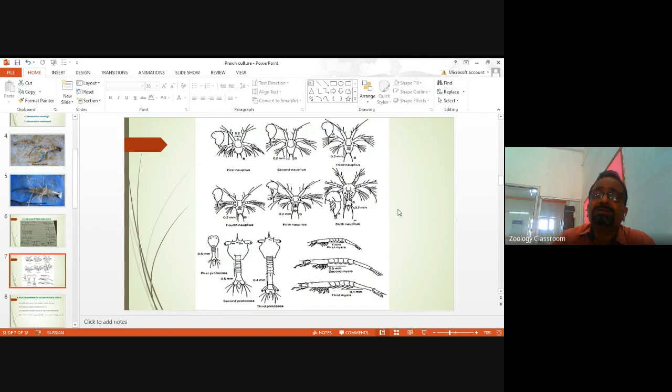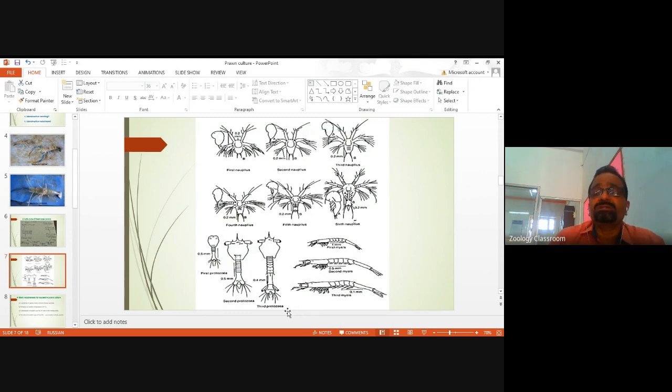As time proceeds, the size of this larva goes on increasing, and then it is transformed into the first protozoea larva. Now you will find a bit of change in the size of this larva. This is about 0.2 mm and this is about 0.5 mm, and gradually it goes on increasing from first protozoea, second protozoea, and third protozoea larva, the primitive stage of the zoea larva, which is also a crustacean larva.